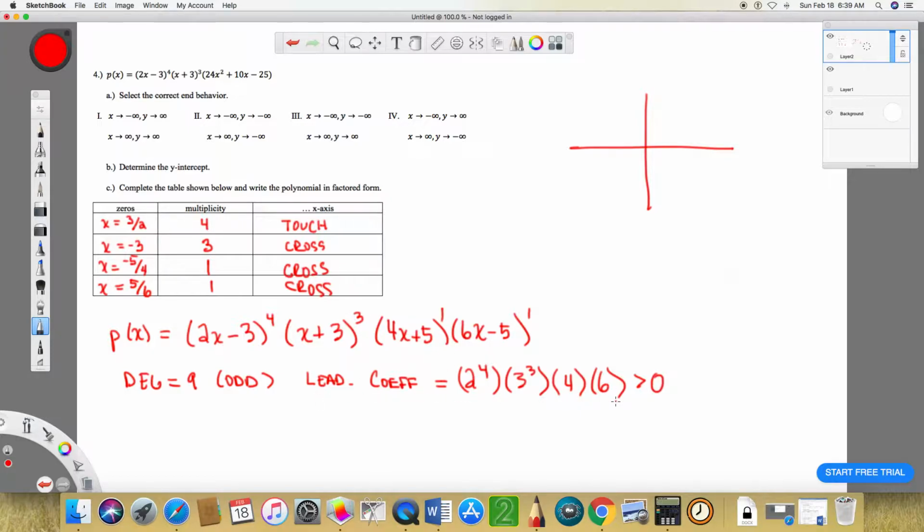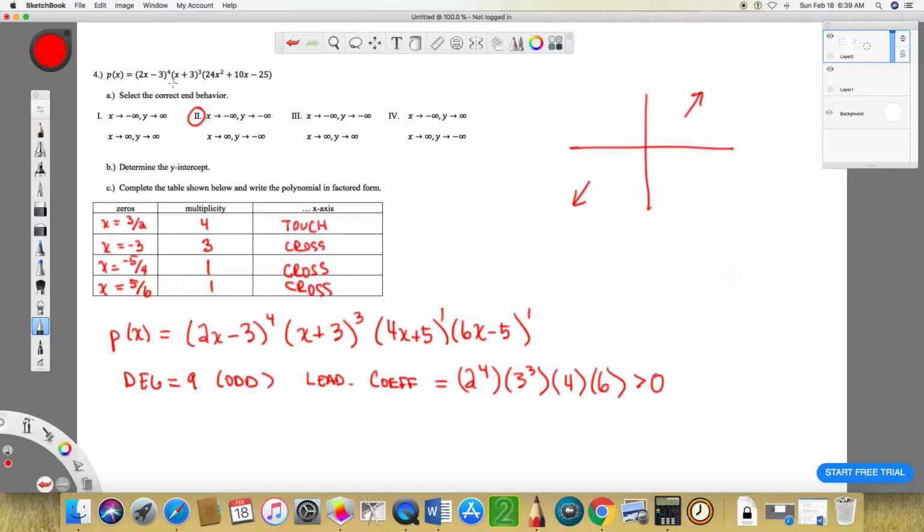So it's going up to the right. And since it's odd, I think I've accidentally had all of them be like this, haven't I? Because that's choice 2. Oh well, sorry about that.